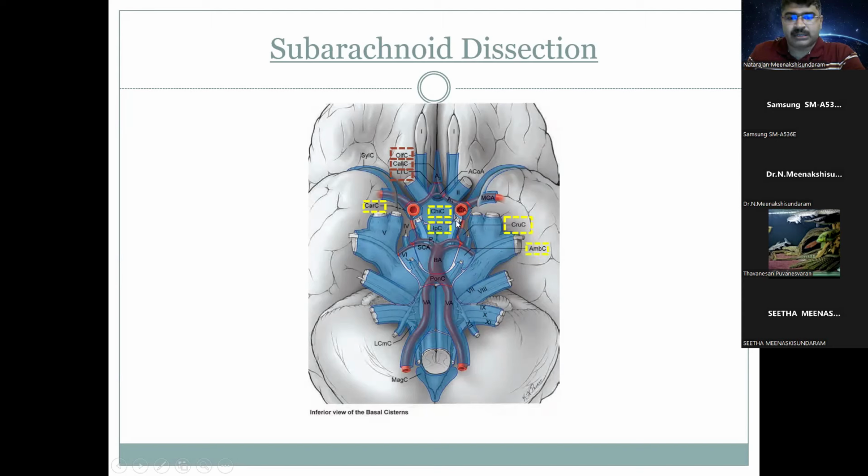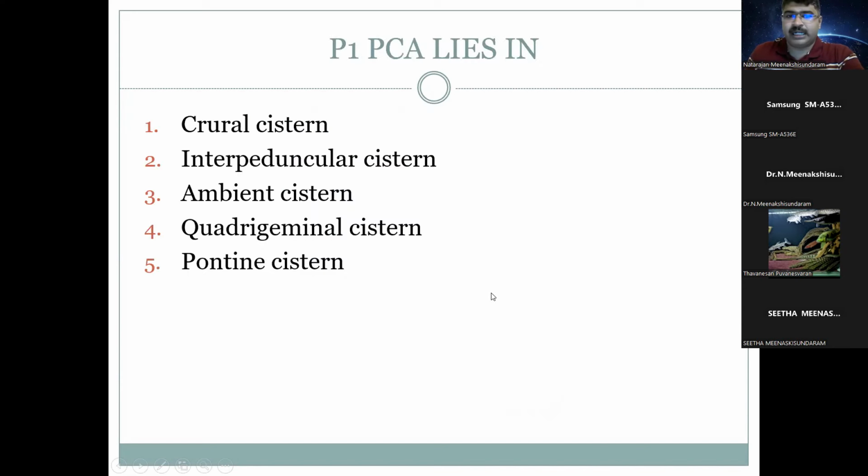This is the interpeduncular cistern, where the bifurcation of the basilar artery into P1 PCA happens. The basilar bifurcation lies in the interpeduncular cistern. This is the lateral cerebellomedullary cistern, where the vertebral artery is related. And then the pontine cistern. So the various cisterns are related to particular vessels. When you are approaching each and every aneurysm, understanding the anatomy of the cisterns is very important.